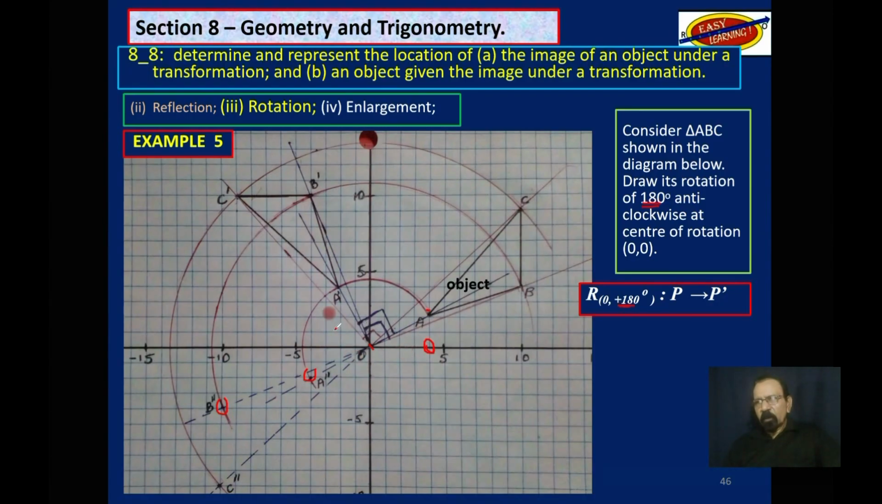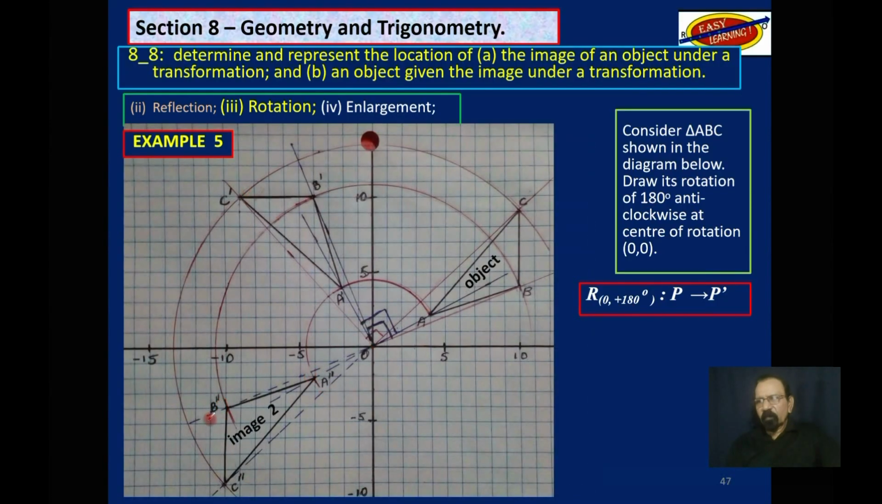Well, to differentiate that prime from this prime, we will call this A double prime, B double prime, and C double prime. And then once we have those points, we just connect them with short straight lines like this, and we get image 2. That was image 1 at 90 degrees anticlockwise. This is image 2. Can we calculate it?